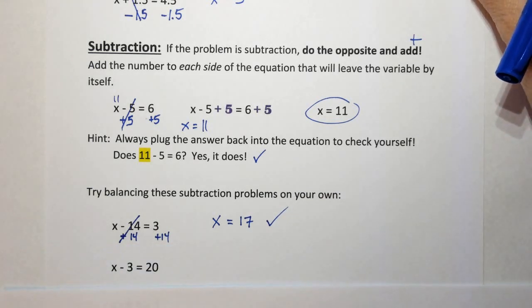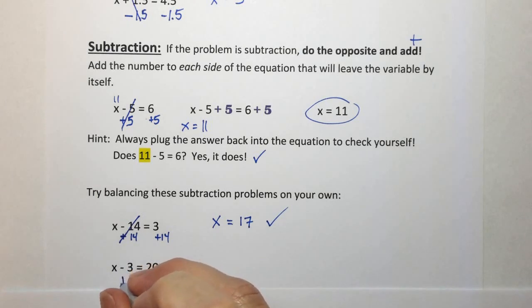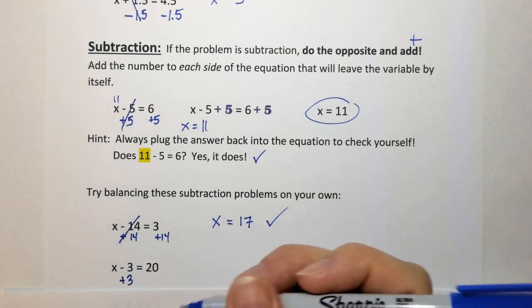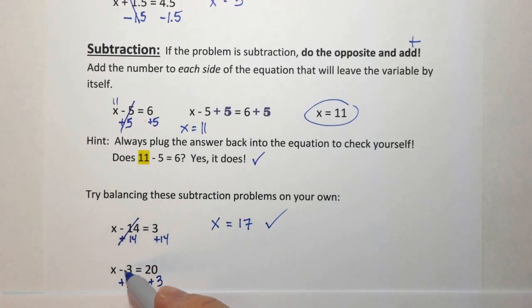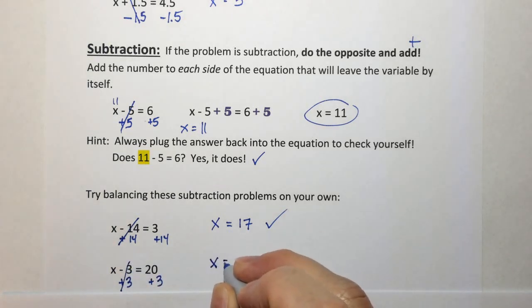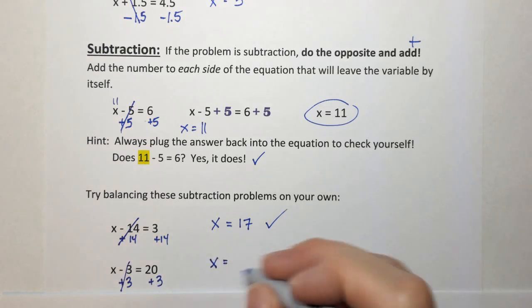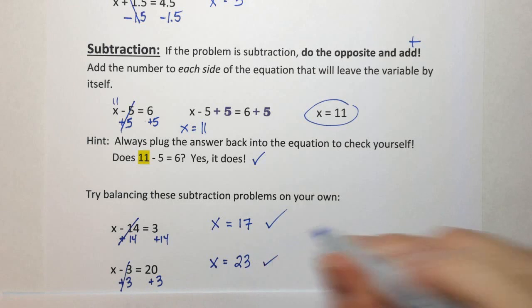How about x minus 3 equals 20? You look at the algebra problem and you see a subtraction in the term with the x, so you do the opposite and you add. Add 3 to each side. These will cancel, -3 and +3. That leaves me with just an x all by itself on the left of the equal sign. 20 plus 3, 23. Let's plug it back in. 23 minus 3, yes, it is 20. Good.